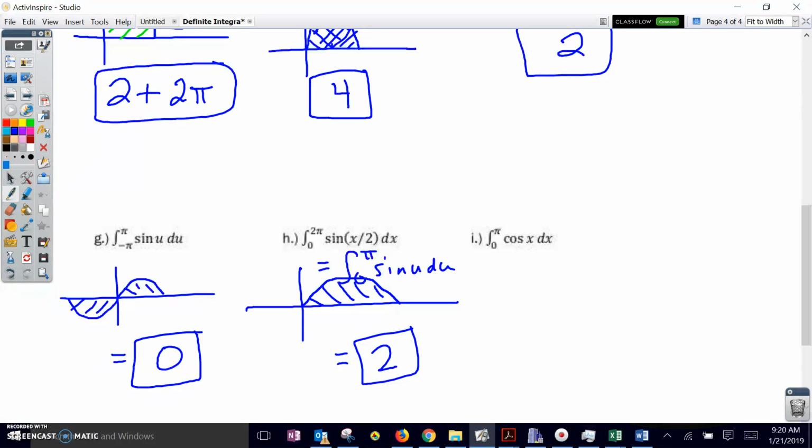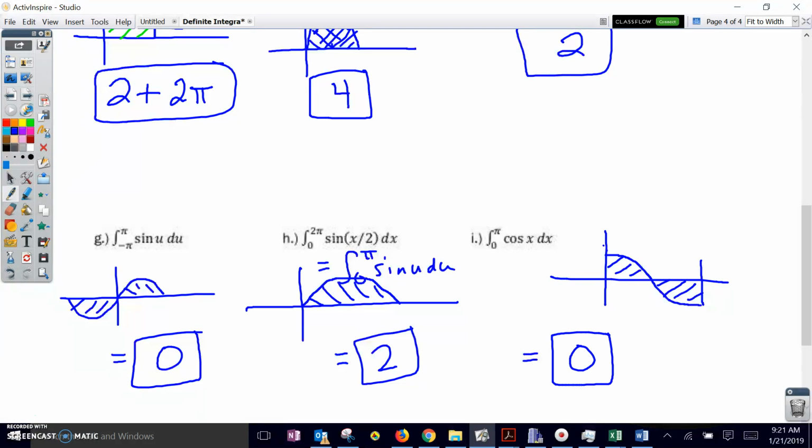And the last one, the integral from 0 to pi of cosine of x. Now let's see, cosine looks like this, from 0 to pi over 2, or from 0 to pi. And so we have the same amount of area above as we do below. Those will cancel each other out, and so the value of that integral is going to be 0.